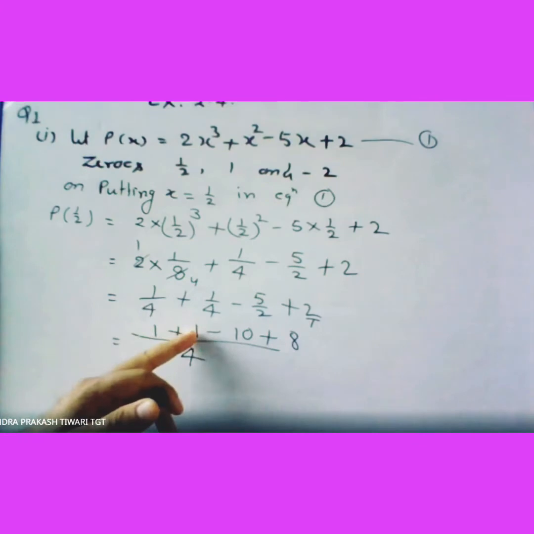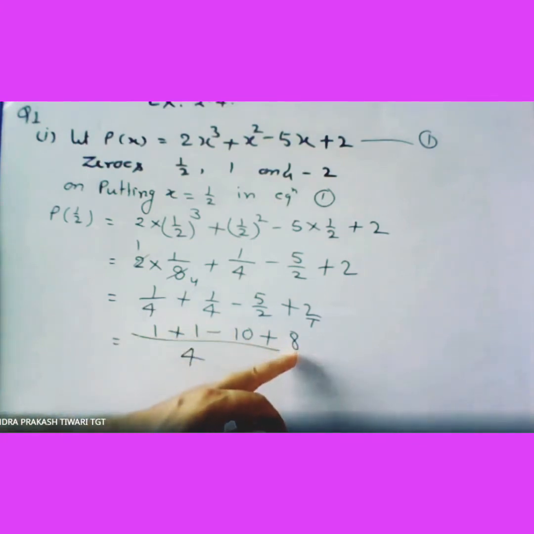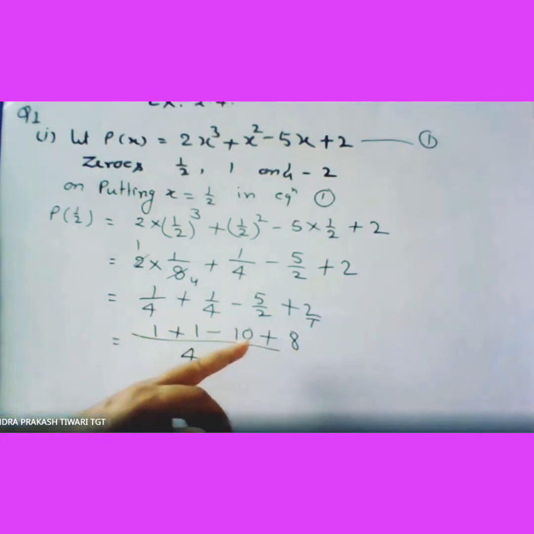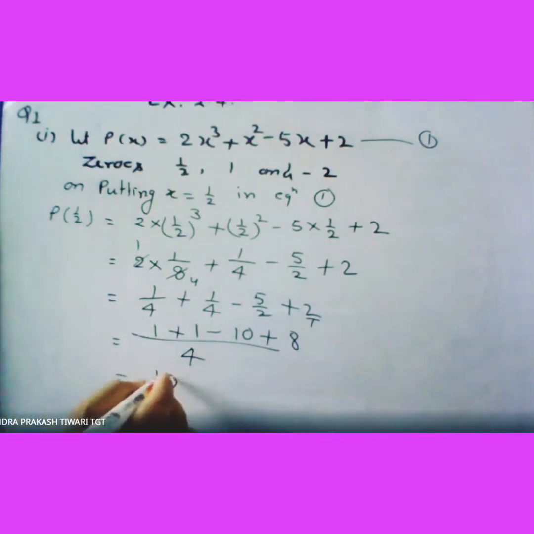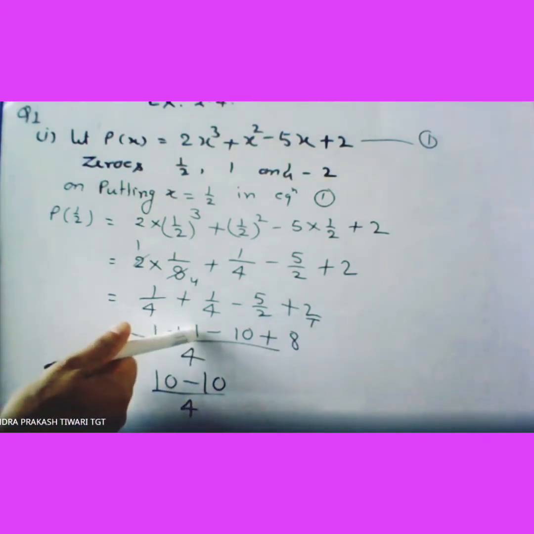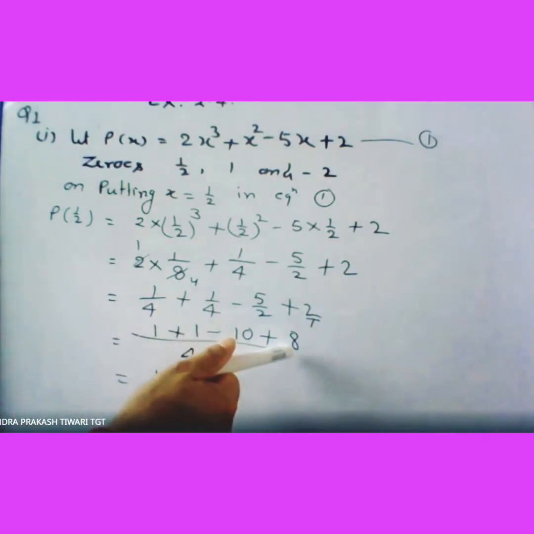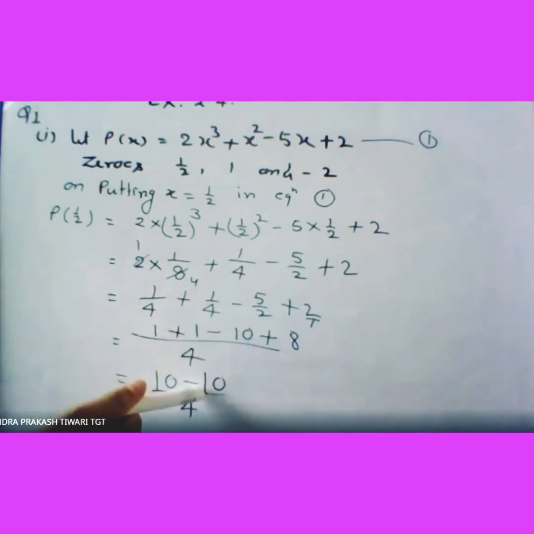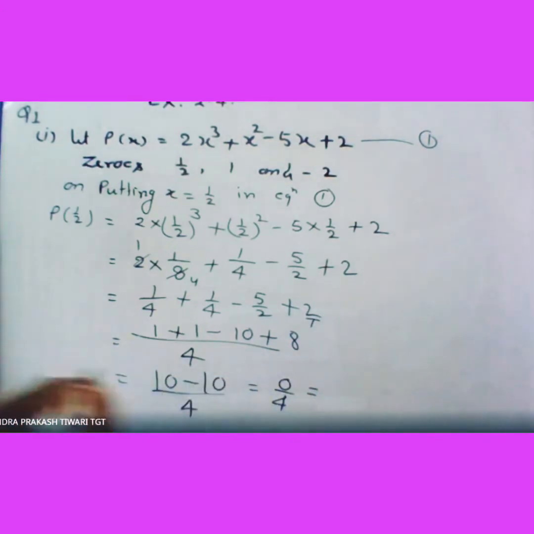Now 1 plus 1, that is 2, 2 and 8 means 10. So here you will get 10 minus 10 divided by 4. 10 is the positive value and 10 is the negative value. So 10 minus 10 means you will get 0 by 4, and 0 divided by any number you will get the result 0. So if you get the result 0, then we can say that x equal to 1 by 2 is the 0 of the given polynomial.